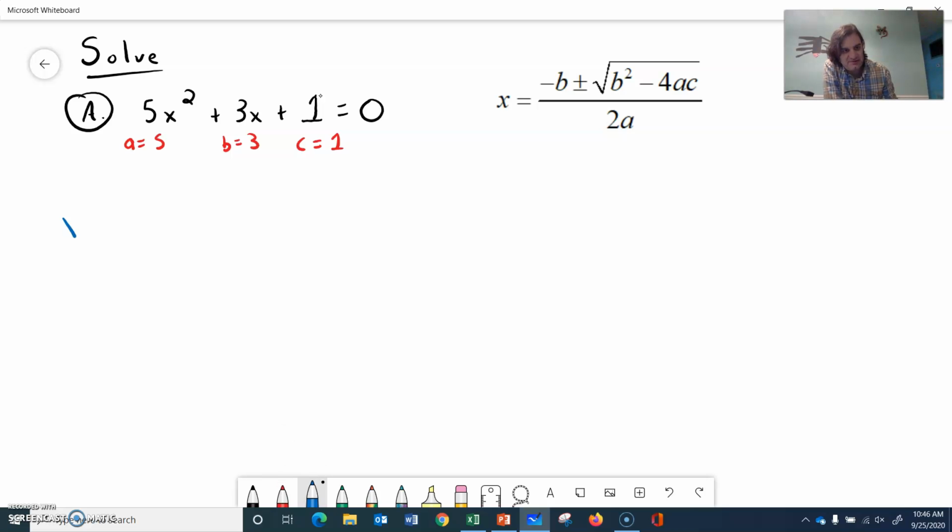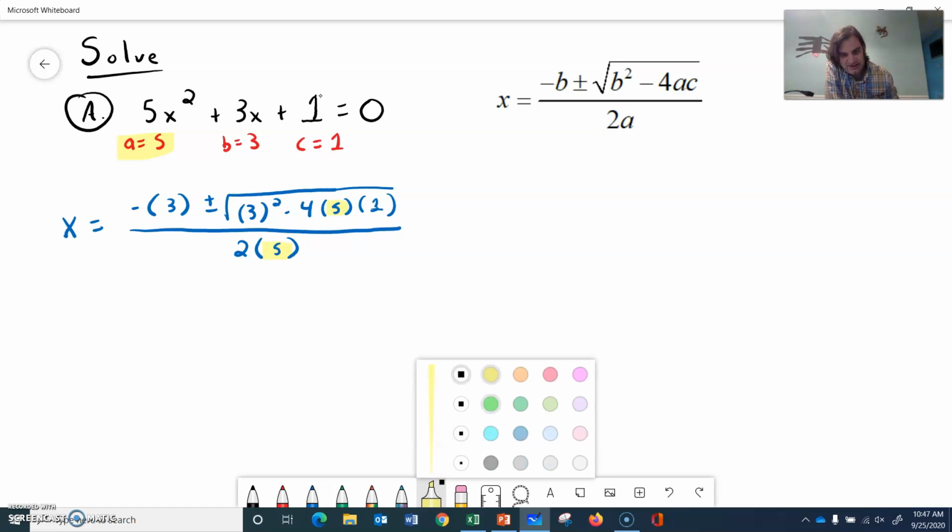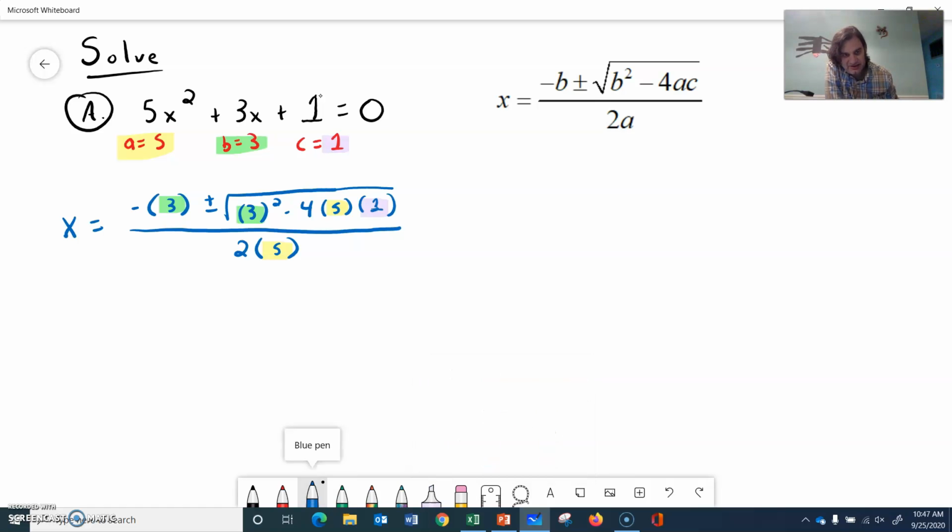So in that, we're going to set up our formula. X equals negative b plus or minus the square root of b squared minus 4ac, all over 2a, and I'll keep highlighting these. So a was 5. B was 3. And c was 1. So let's clean up a little bit.